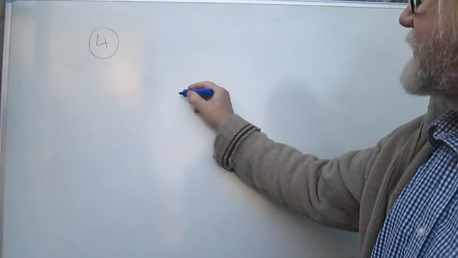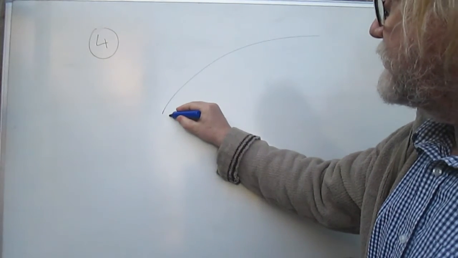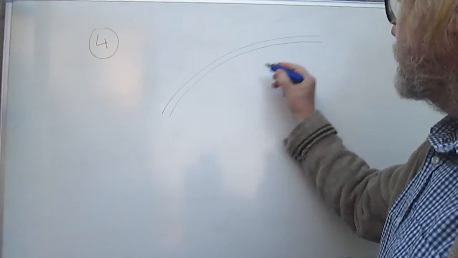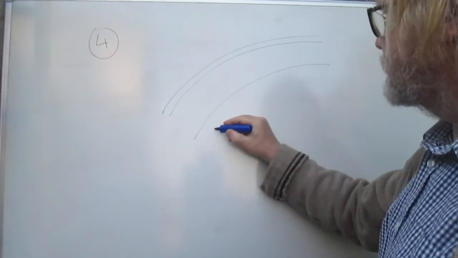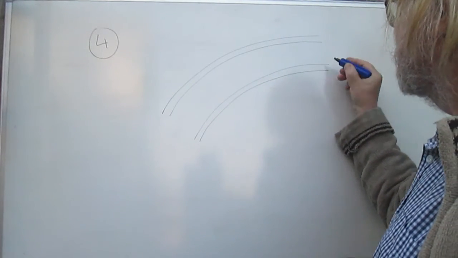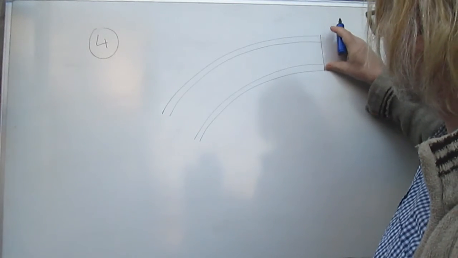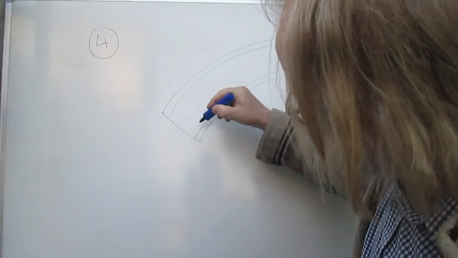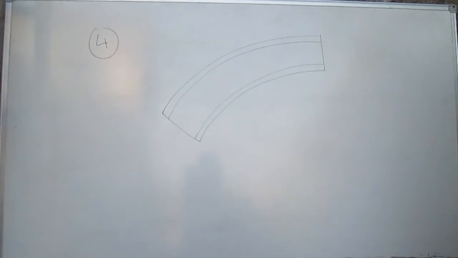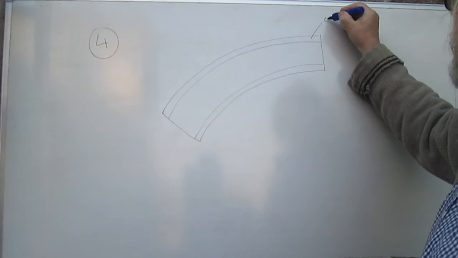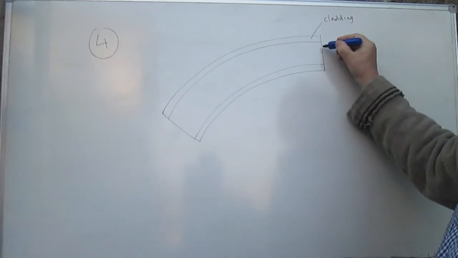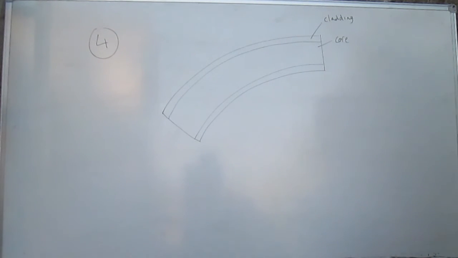Okay, so question 4 asks us to describe the structure of a step index optical fibre, outlining the purpose of the core and the cladding. It's left a nice space for you there to draw a simple picture, which is the best way to show the structure. So the idea is that you have something like that, and you just label that this is the cladding around the outside, and this is the core. Make sure you put the labels on the diagram, that's important.